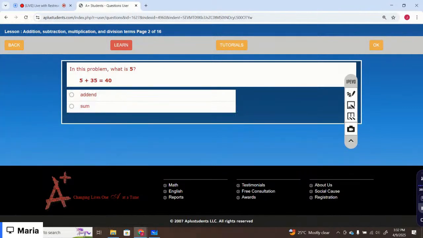In this problem, what is 5? 5 plus 35 equals 40. 5 is the addend. Option number 1 is the correct option.